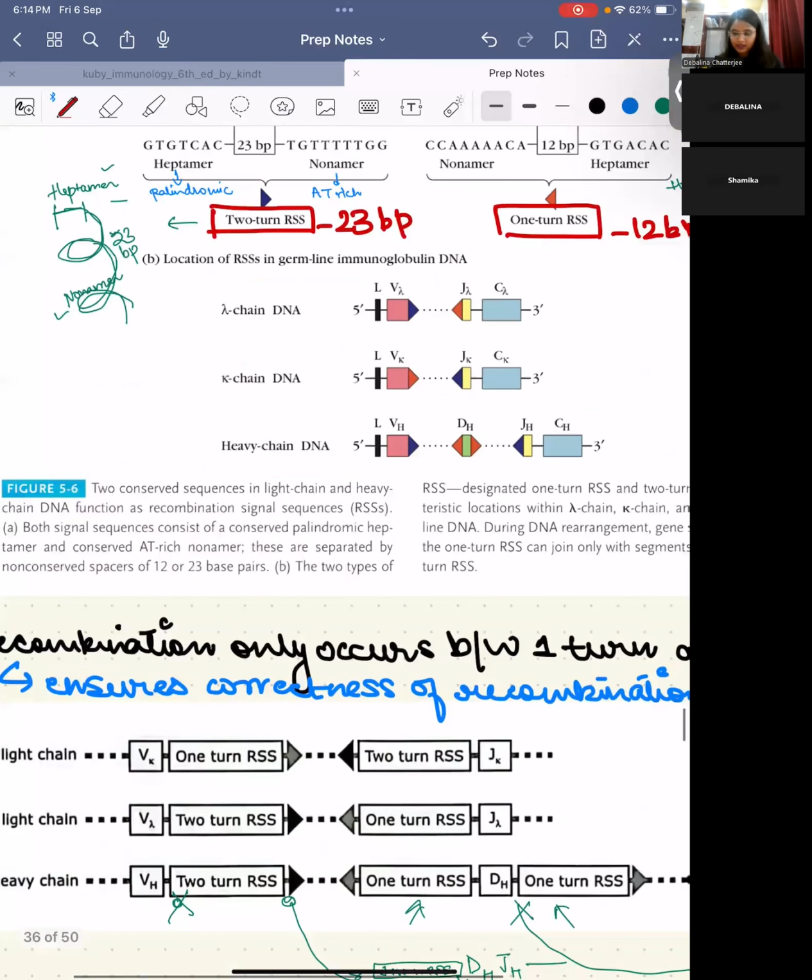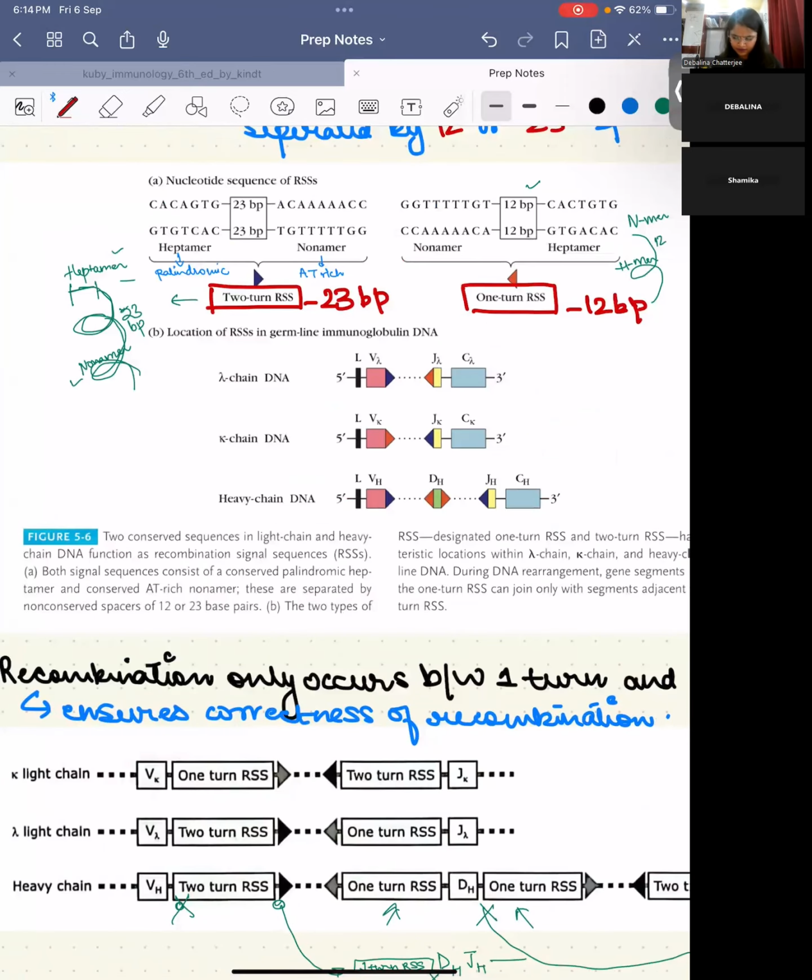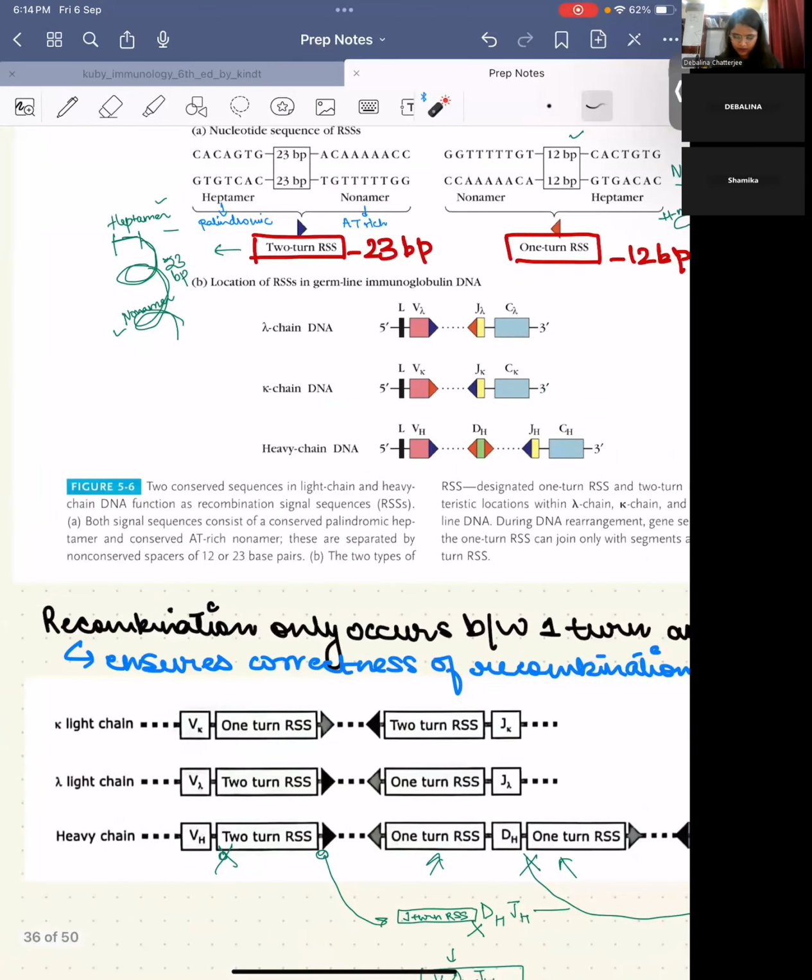And we also saw that for the lambda chain, if you look here, we have a two-turn RSS sequence that is downstream of the variable region of the lambda chain, and we have a one-turn sequence upstream of the J region of the lambda chain. So there's a pattern to it: whichever two regions have to join together, one of them would have a one-turn sequence, and the other one, which has to come and join to this previous segment, will have a two-turn sequence. So it's always going to be opposite, right?